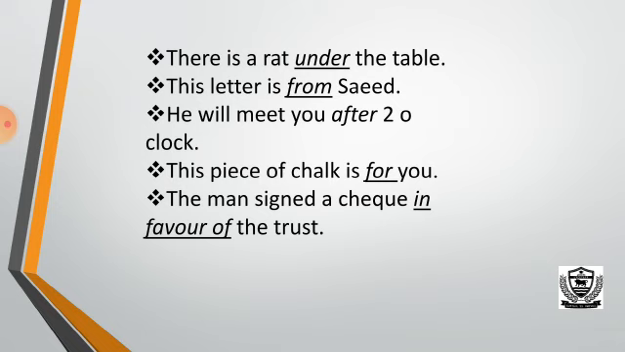Let's have some other examples. There is a rat under the table. These underlined words are all prepositions. There is a rat under the table. So under is a preposition and table is a noun. This letter is from Said. From is a preposition and Said is a noun.